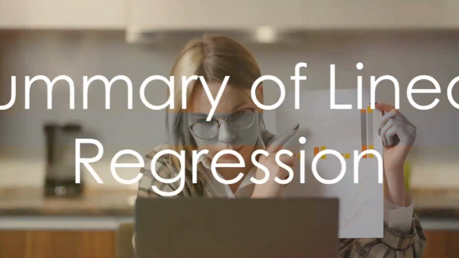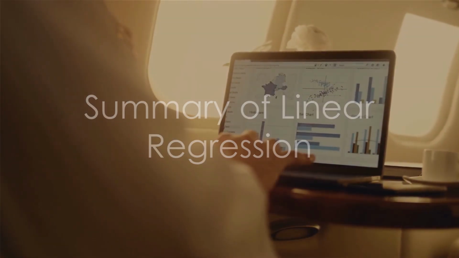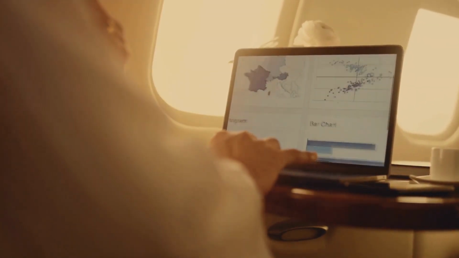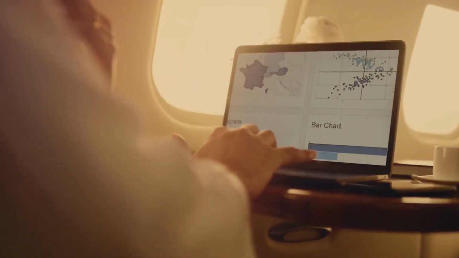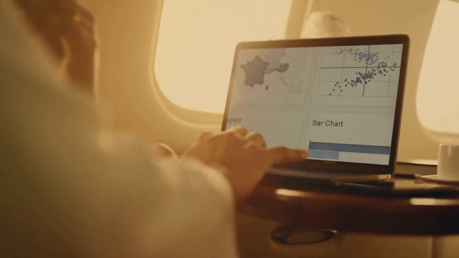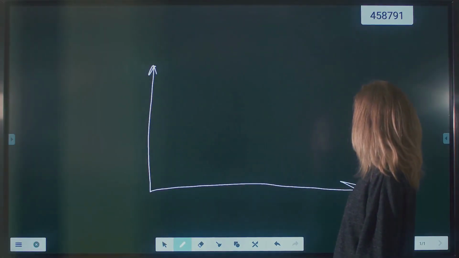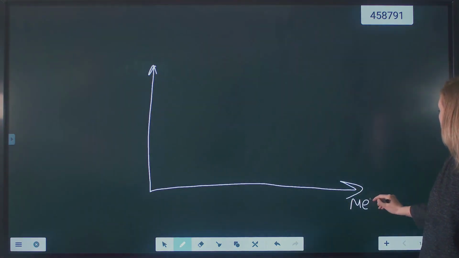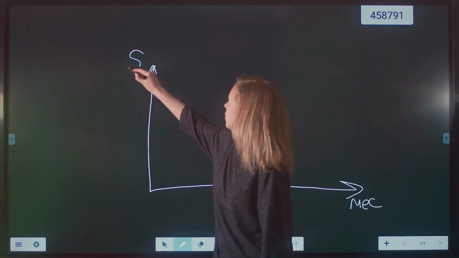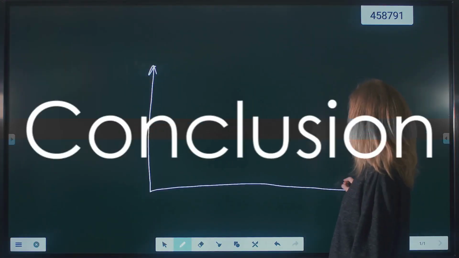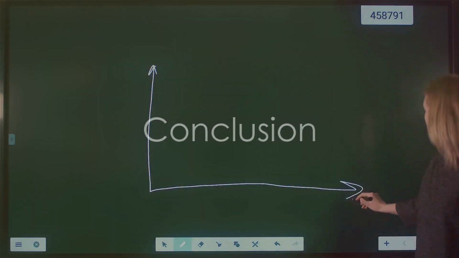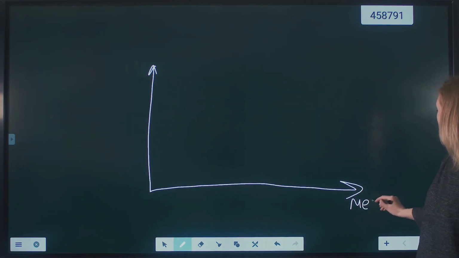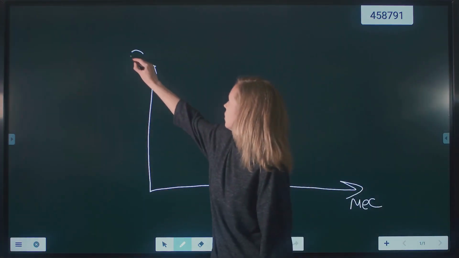Now let's summarize. Linear regression is a fundamental predictive technique in machine learning that establishes a relationship between two variables, visualized as a straight line. The line is determined by an equation, and the accuracy of the predictions is increased by minimizing the error, using a method known as gradient descent. So the next time you're marveling at the accuracy of a machine learning prediction, remember, it might just be the magic of linear regression at work.